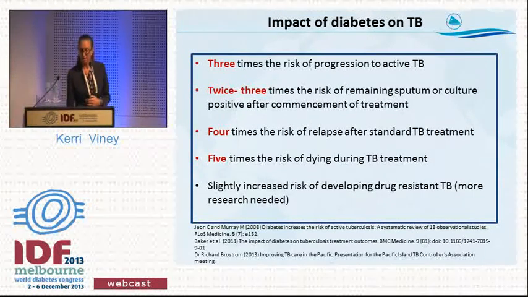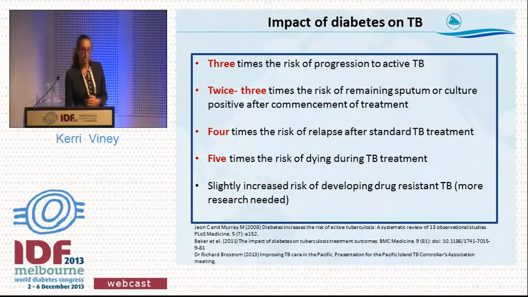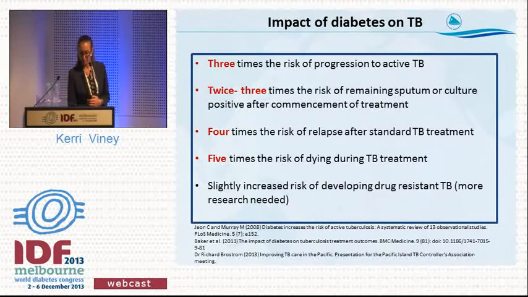So there's 4 times the risk of relapsing after a standard course of TB treatment, and as Anil said, 5 times the risk of death. And there is a slightly increased risk of developing drug-resistant TB, although more research is needed on that.